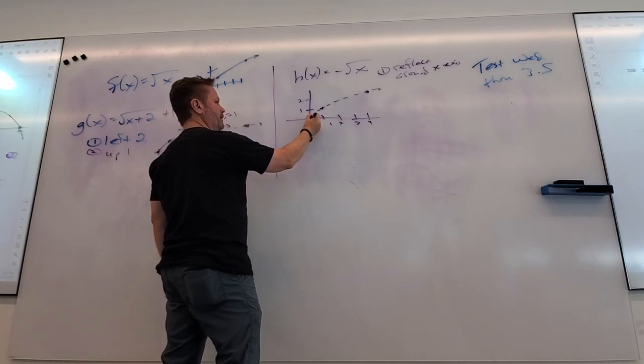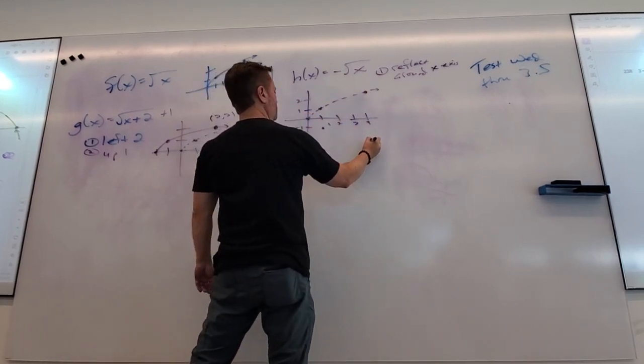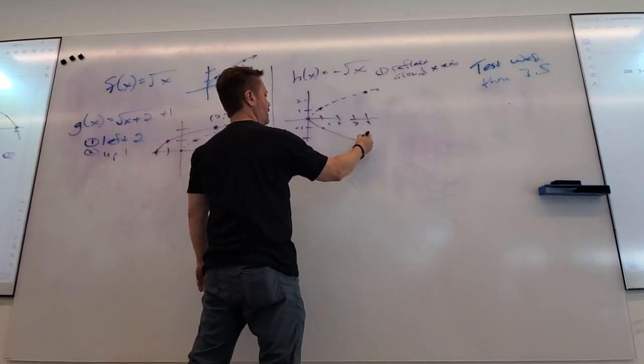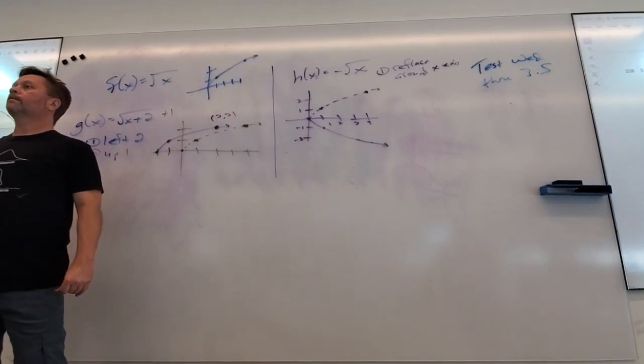So if I negate this, I get 0 still. If I negate this, I get -1. Wow. If I negate this, I get -2. Wow. So then this is the answer. And that's the other half of the parabola, yeah? Say again?